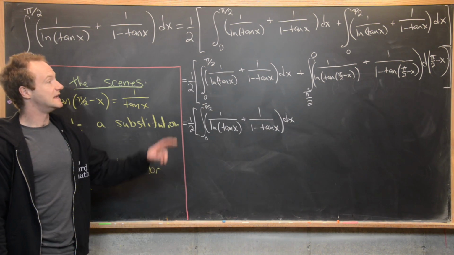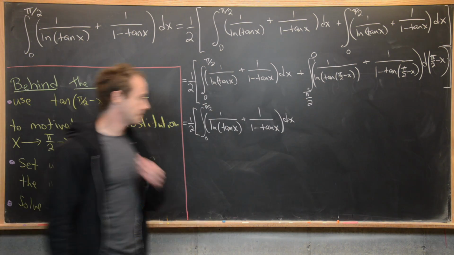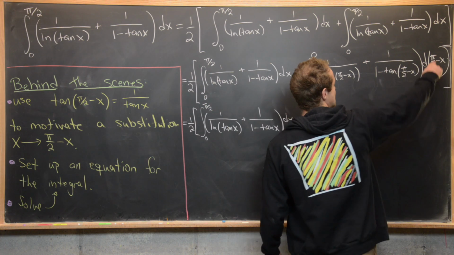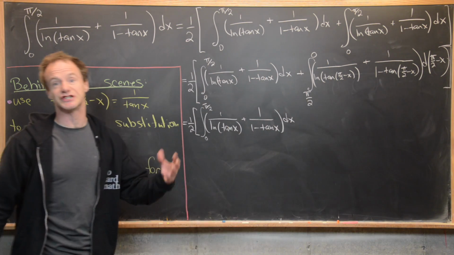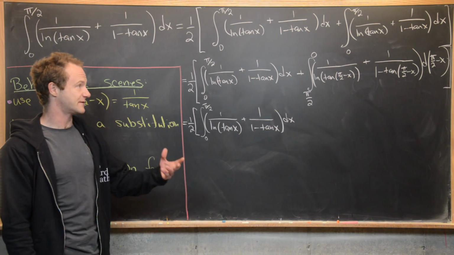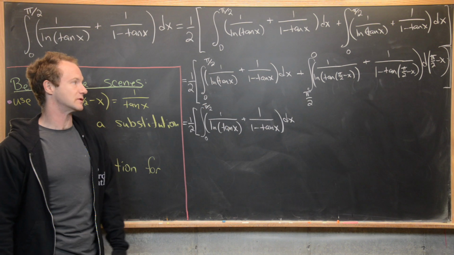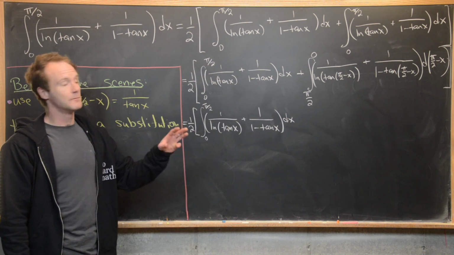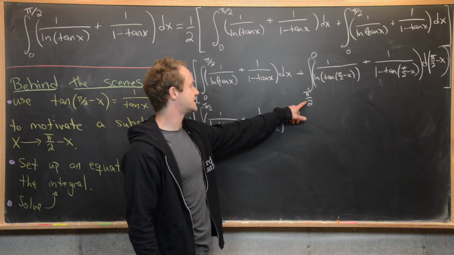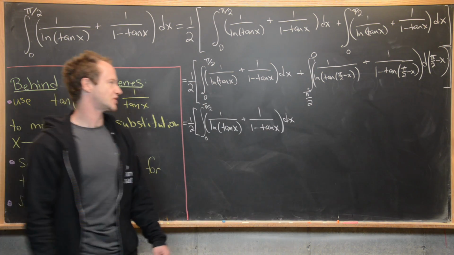Good. Now the next thing that I'm going to do is use the fact that d pi over 2 minus x will just be minus dx. That's the differential of that very, very simple linear function. But that minus sign can be used to flip the order of integration here.